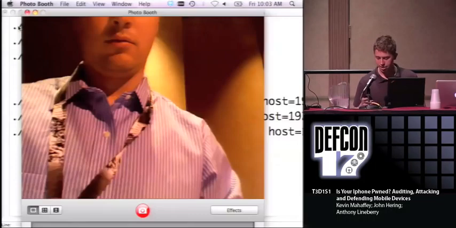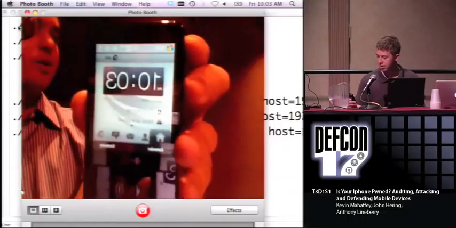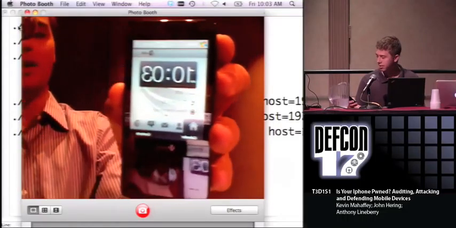So let's take a look at the attack. I know the screen's backwards, but you'll get the idea. Essentially what we're going to do here is Kevin's going to attack my phone.